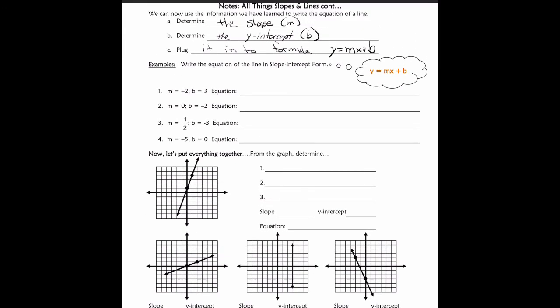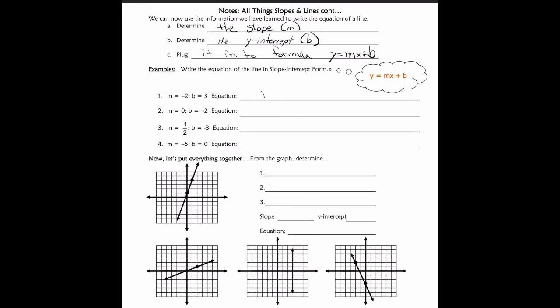So looking at my first examples there, it gives me m and b. So I don't have to find anything. I already have both the pieces I need. So now I'm just going to write the equations. So y equals -2x plus 3.